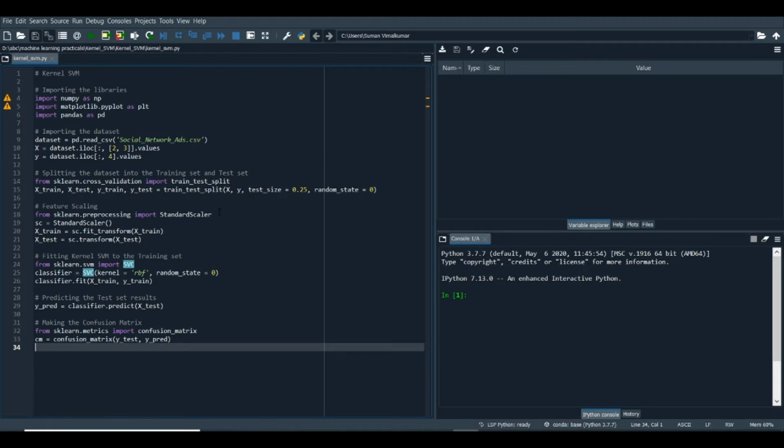Today we are going to start with the concept of kernel SVM. In the previous section we have seen SVM. Today we are going to try to understand what a kernel is, why it is required in SVM, what the use of it is, what the intuition behind it is, and how it works. So let's get started.